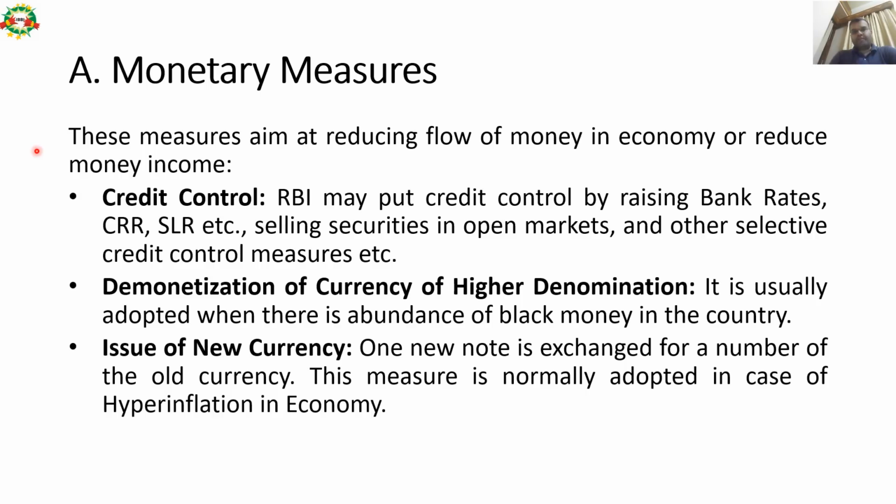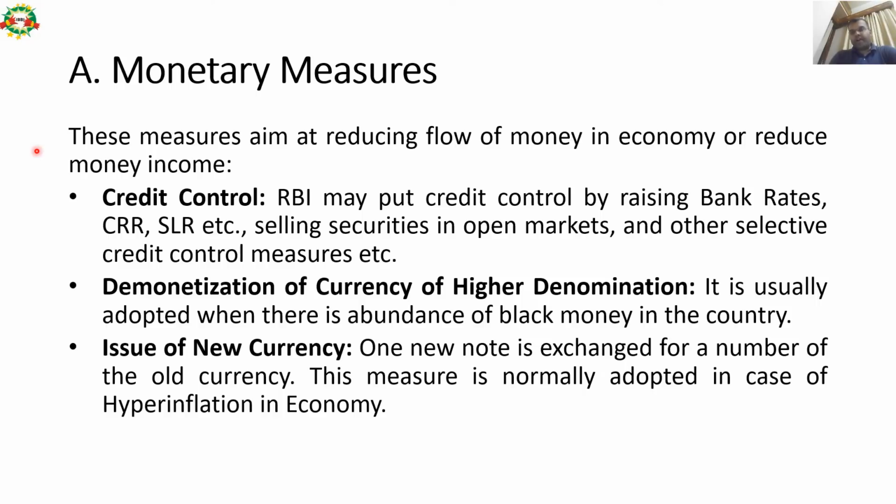So first is monetary measures. These measures aim at reducing the flow of money in the economy or reducing money income. So it can be done through credit control. RBI may put credit control by raising bank rates like CRR, SLR, etc., selling securities in open markets, and other selective credit control measures.